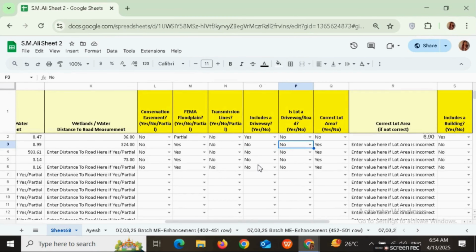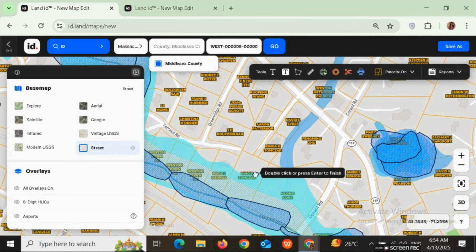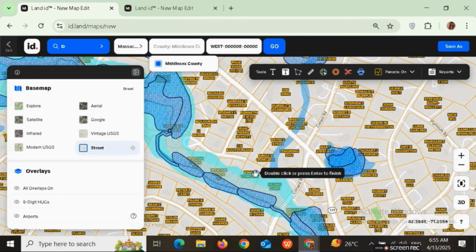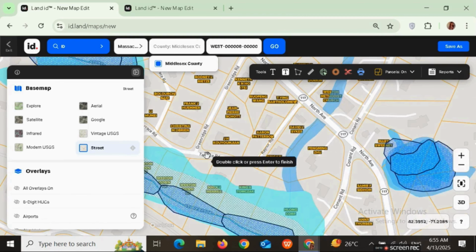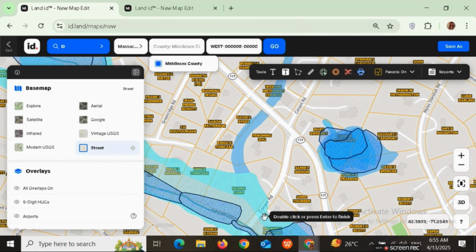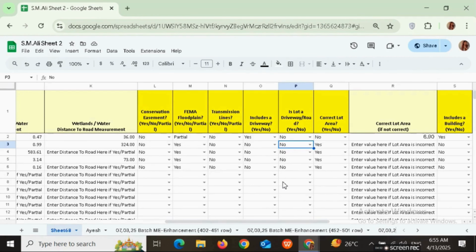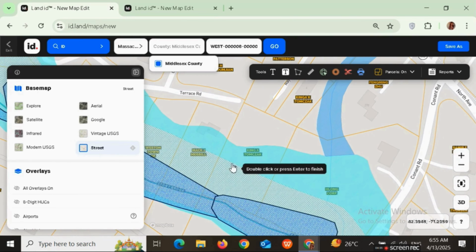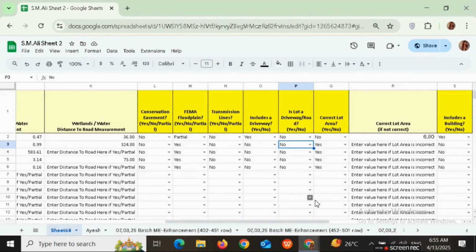And is lot a driveway road? So there is no driveway. If there is a driveway here, I have to see that the driveway is attached with the real frontage and includes the name of the road, anything like North Avenue or Conant Road. Then I will put yes here. So in this case, for this property, there is no frontage of road.